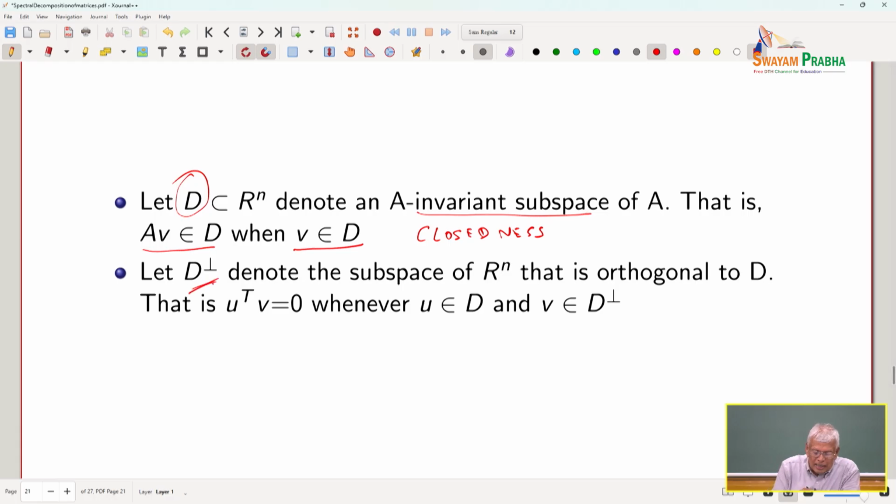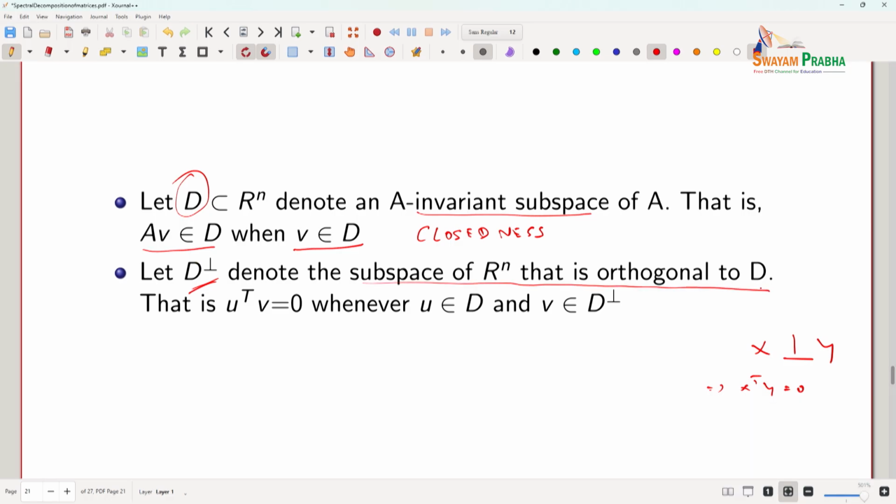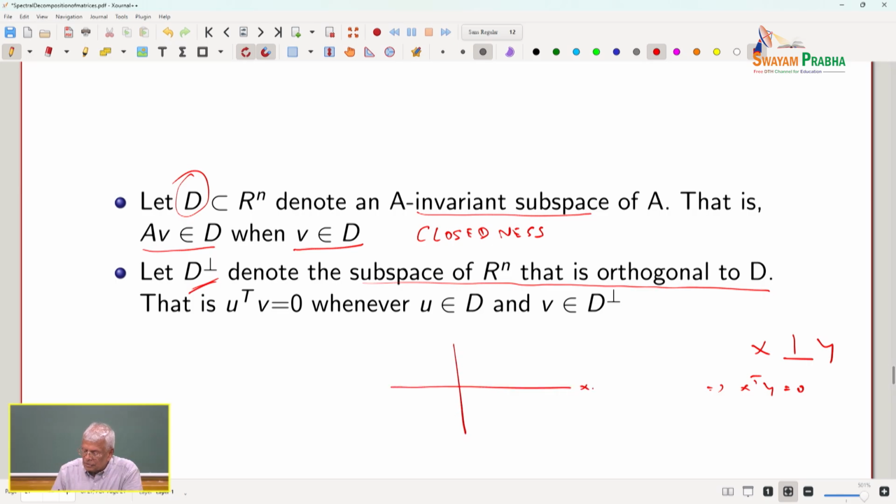So, this is the sign that they use for orthogonality. If I say x and y are orthogonal, that implies x transpose y is equal to 0. So, D is a subspace. D perpendicular is the subspace of vectors in Rn that are orthogonal to D. For example, if I took a two-dimensional plane, with axes x1 and x2, every vector along the x1 axis is orthogonal to every vector along the x2 axis.